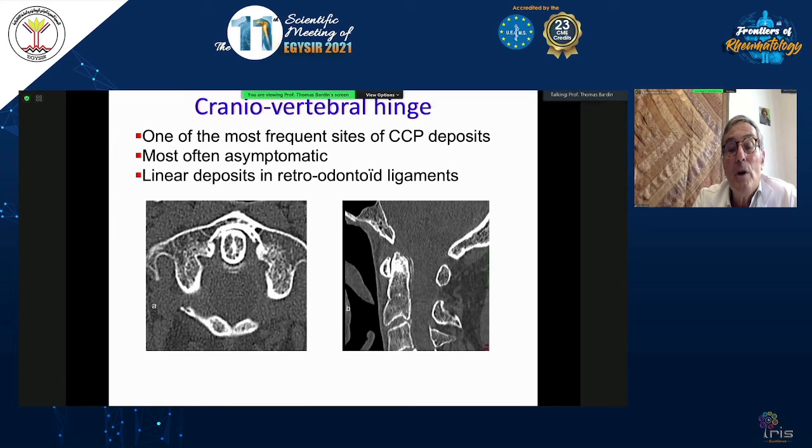The deposits at the craniovertebral hinge are very frequent, and these are very typical deposits in the retro-odontoid ligaments. You see this typical aspect of a linear, rail-like appearance in the transversal and the sagittal view. These are very specific of CPPD, and several studies have shown that this ligament was one of the most frequent sites of CPPD deposition, even more than the knee cartilages.